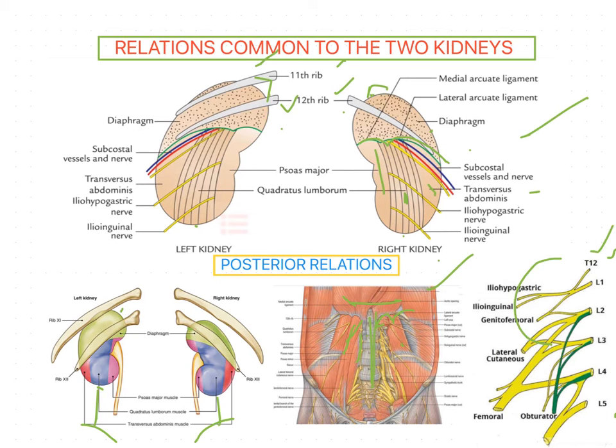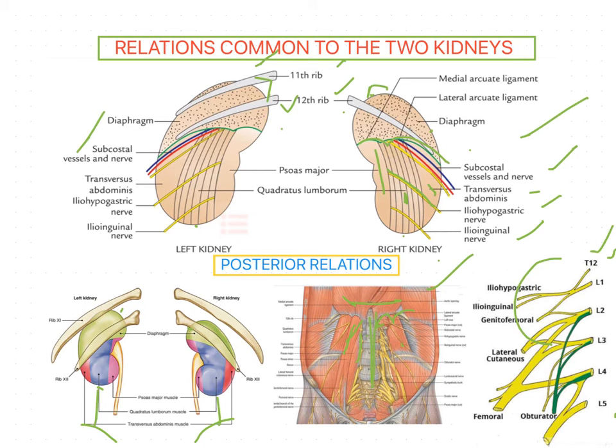If you see the nerves and vessels, here also you can find the subcostal vessels and nerve. The nerves coming from the lumbar plexus which are related to the kidneys are the iliohypogastric nerve, a branch from T12 and L1, and also another nerve coming from these two branches, the ilioinguinal nerve.